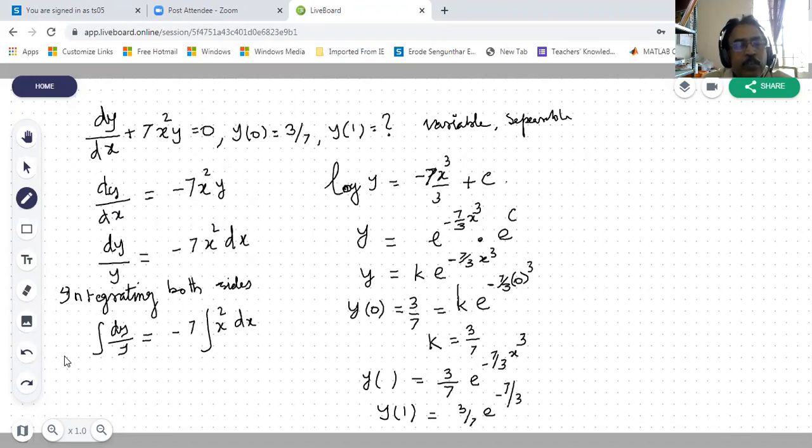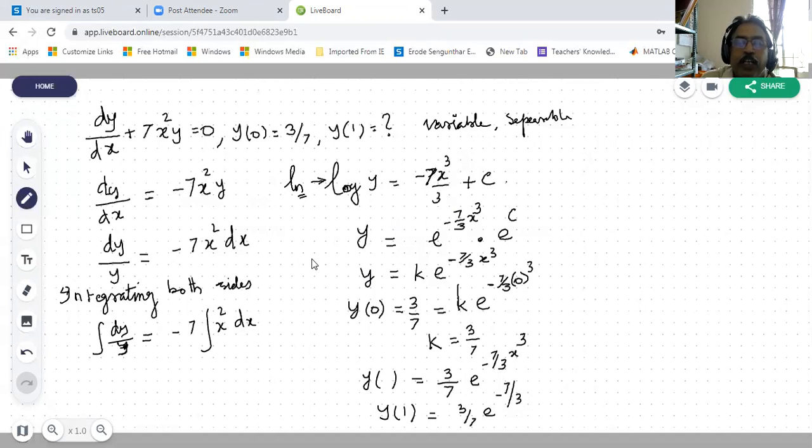So we integrate both sides. Integrating dy by y is equal to minus 7 integral x square dx. So log y, ln and log are the same here. Integration is always with respect to e, so mathematically we say log, but we write ln. Log y is equal to minus 7 x cube by 3 plus c, as the integration of x square is x cube by 3.